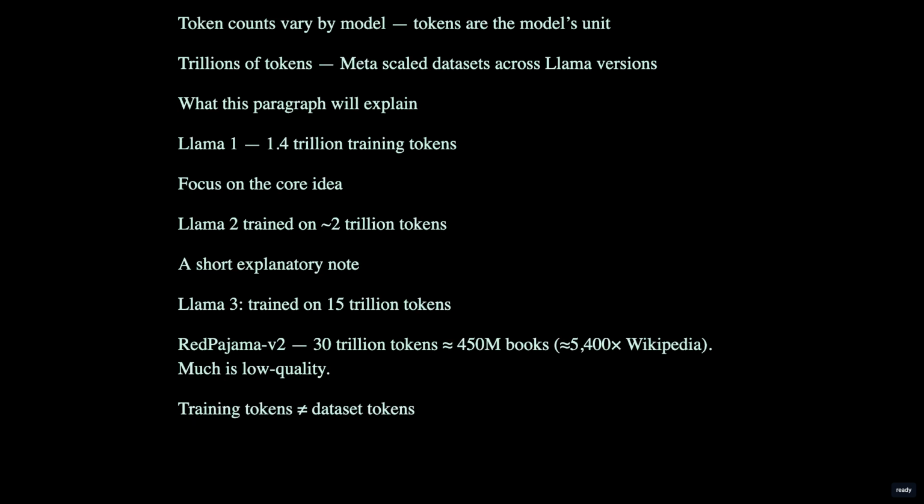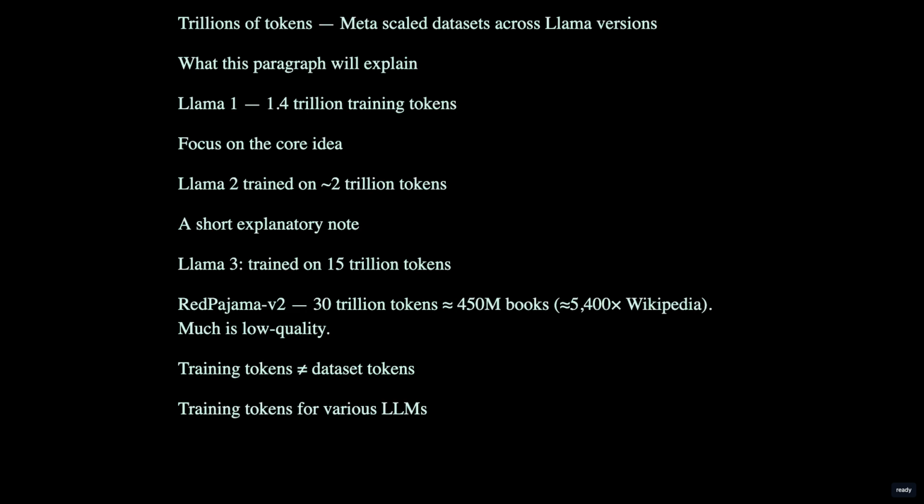Training tokens are the total tokens the model actually sees during training: the dataset size multiplied by the number of epochs. For example, a 1 trillion token dataset trained for 2 epochs yields 2 trillion training tokens. An epoch is one full pass through the dataset.